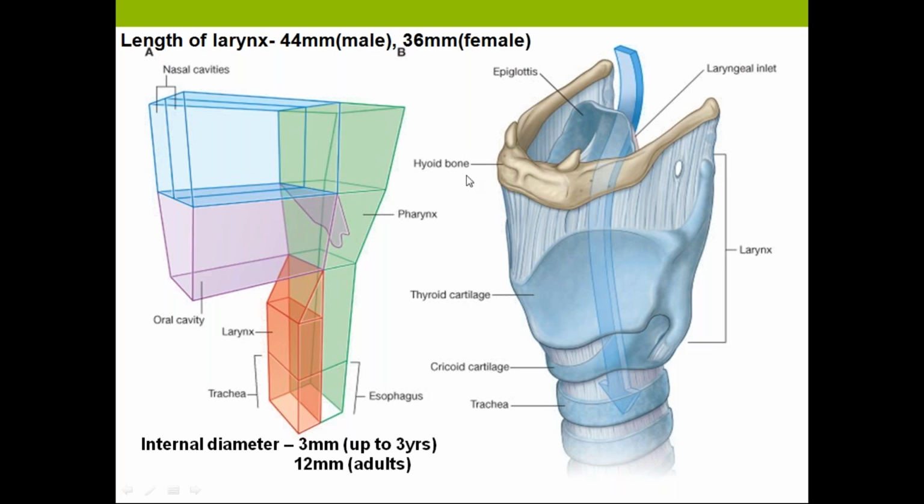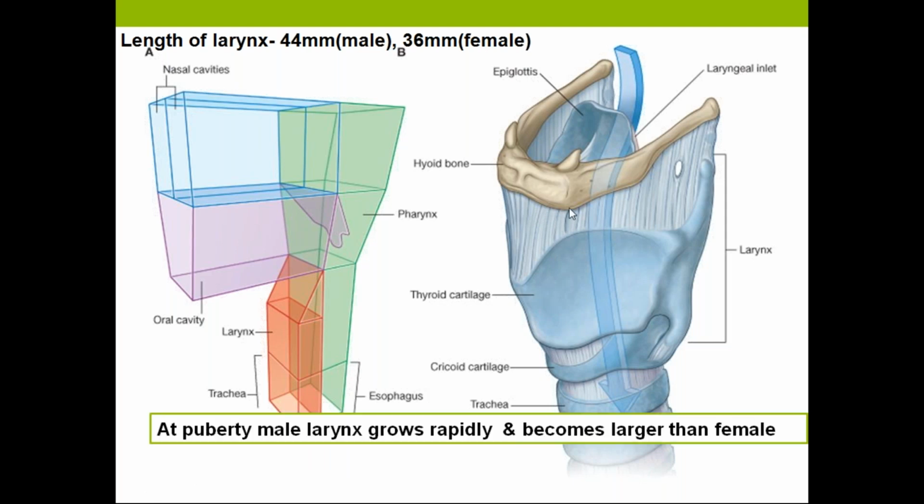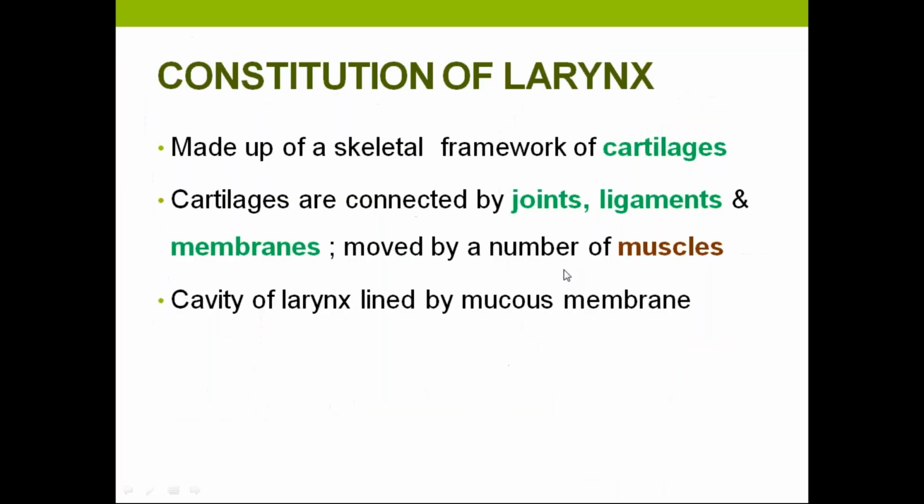If you see the diameter, it is about 3 millimeters up to 3 years. After that, it starts increasing, and in adults it's about 12 millimeters. At puberty, the male larynx grows rapidly and becomes larger than the female, and that's why the voice change is there in males. Next we'll go to the skeleton of the larynx, otherwise called the constitution of the larynx.